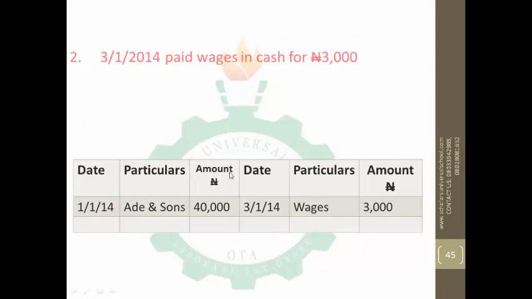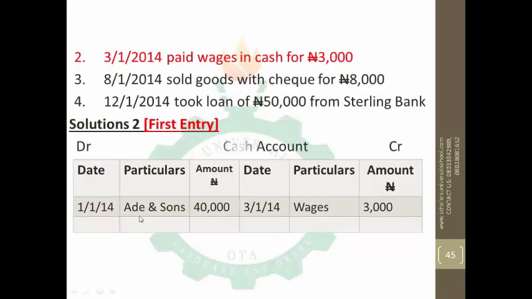This is the account. The first transaction is Ade and Sons. Nothing would change this. You are still using this account. You are not opening any other cash account. So for this cash, what is happening to cash? You are giving out cash, so because you are giving out, it has to be credited.